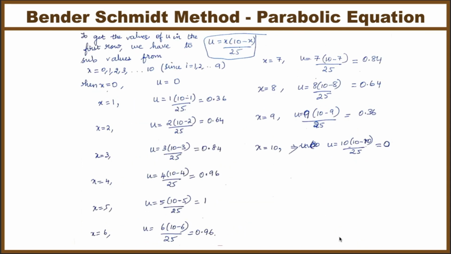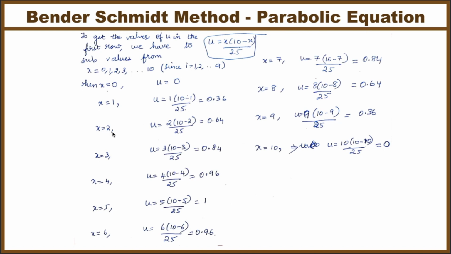Now we have to find the value of each and every point, that is u of i comma j. To get the values of u in the first row, we have to substitute the values of x from 0 to 10, i equal to 1 to 9. So when x is equal to 0, u equal to 0, since 0 into 10 minus 0 is again 0. Then x is equal to 1, that is u is equal to 1 into 10 minus 1 divided by 25, that is 9 divided by 25, which is 0.36.